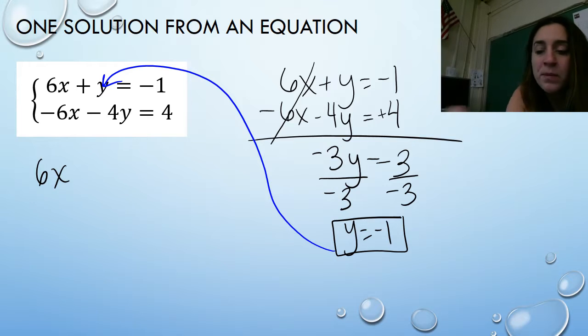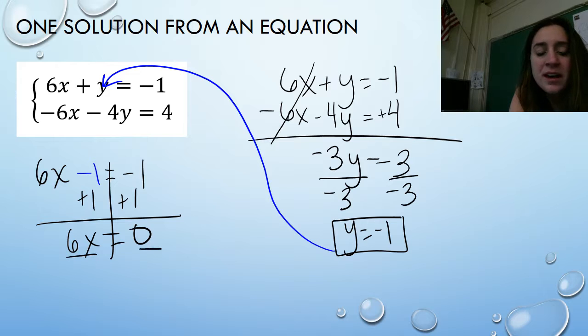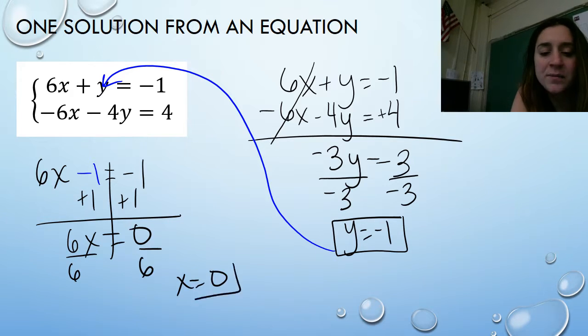6x plus negative 1, which is really just minus 1, is equal to negative 1. Now I'm going to add 1 to both sides of my equation, and I'm just solving it like a normal equation now. 6x equals 0. I'm going to divide both sides by 6, and x equals 0.